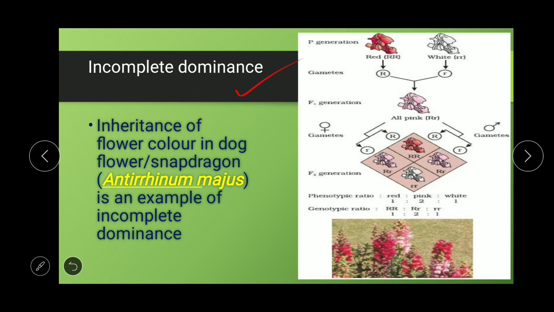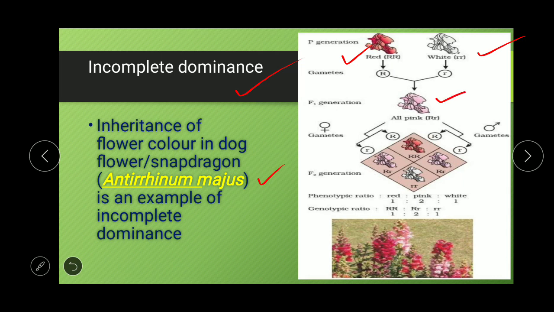So here you can see an example of Antirrhinum majus, that is the snapdragon plant, and it is also called the dog flower plant. So this is an example of incomplete dominance. The flower color in Antirrhinum majus is an example of incomplete dominance. So here you can see a red flower, that is capital R, and a white flower, small r. From here we can infer that the capital R, that is the red, is the dominant and the white is the recessive. So now you are getting a pink flower.